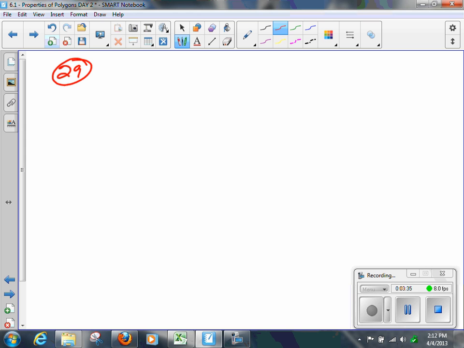All right, so look at 29. 29 is going to be done the same way. How many sides does that have? That's got 4 sides. So 4-sided figure, what's the sum of the interior angles? That's 360.